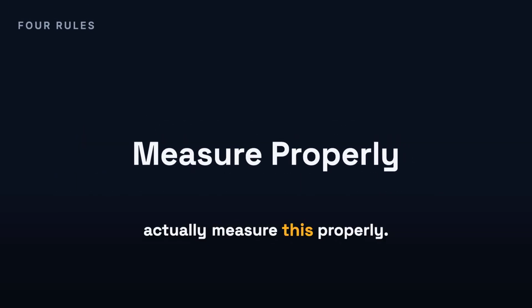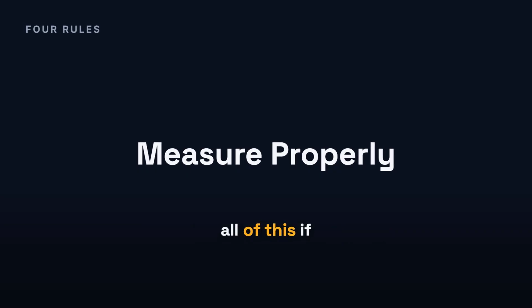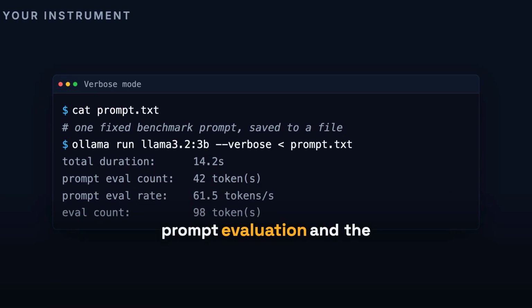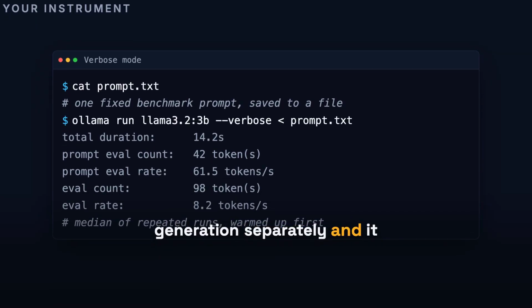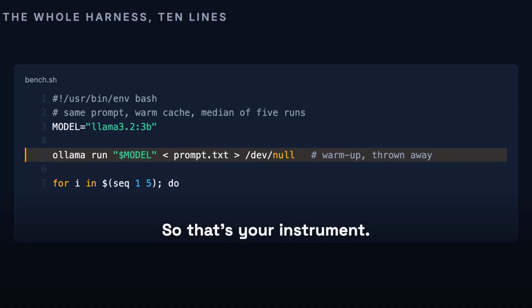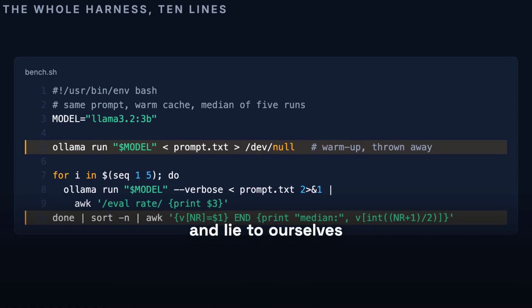Alright, so let's actually measure this properly. Ollama will tell you all of this if you just ask it to run in verbose mode. It breaks out the prompt evaluation and the generation separately, and it gives you the token counts and the rates for both. So that's your instrument. Now let's not go and lie to ourselves with it.